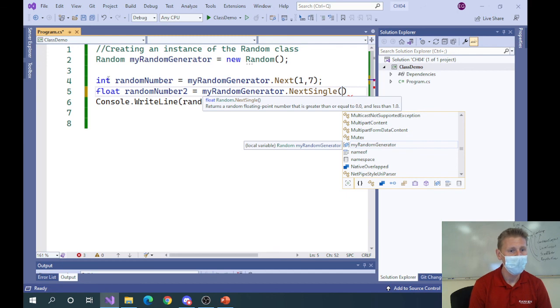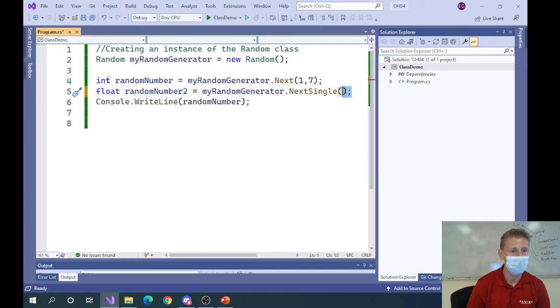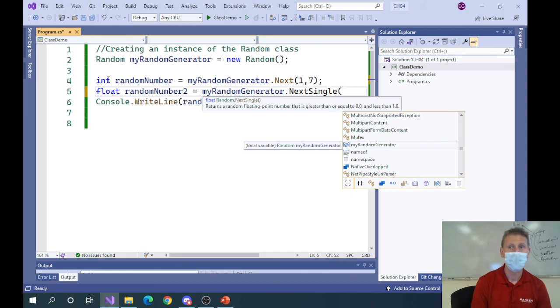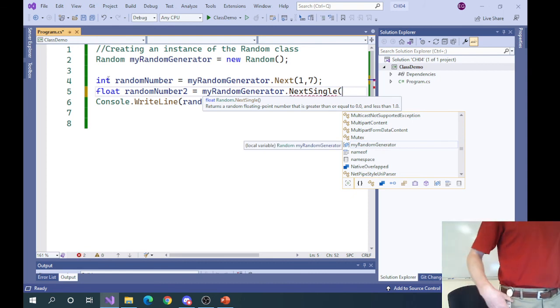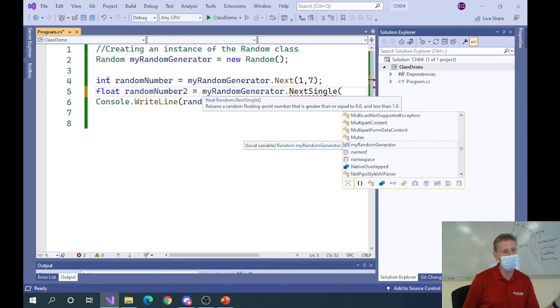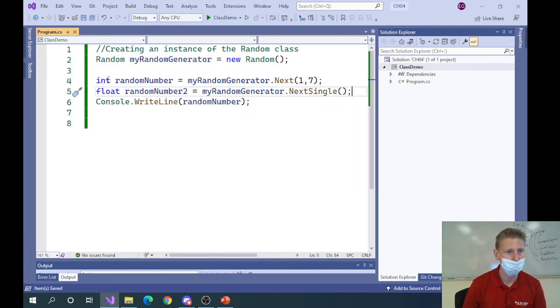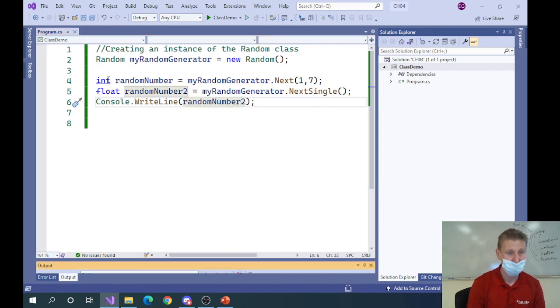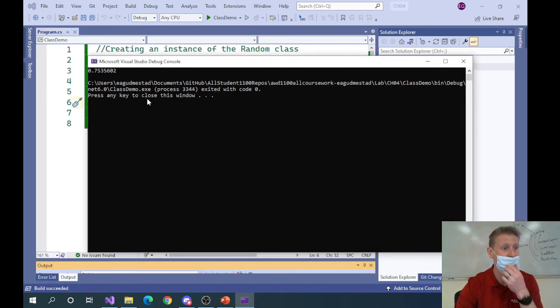And because of this, there's not a bunch of overloads here. Overloads means there's 3 ways to use this method, or 4 ways to use this method. This one, you notice there's no arrows that I can click up and down, so there's only one version of this method. If you read that, it returns a floating point number greater than or equal to 0.0 and less than 1. So that should get us some sort of number between 0 and 1.